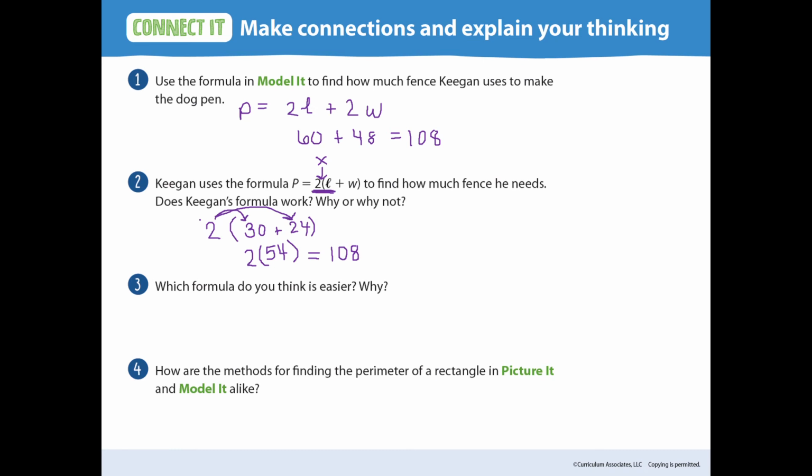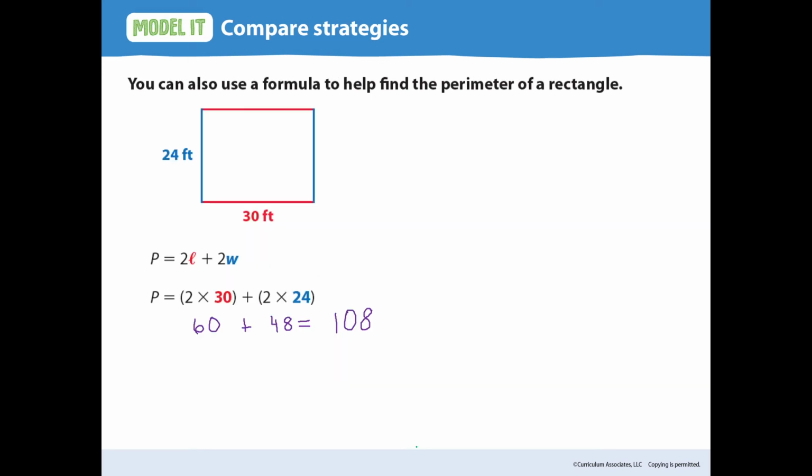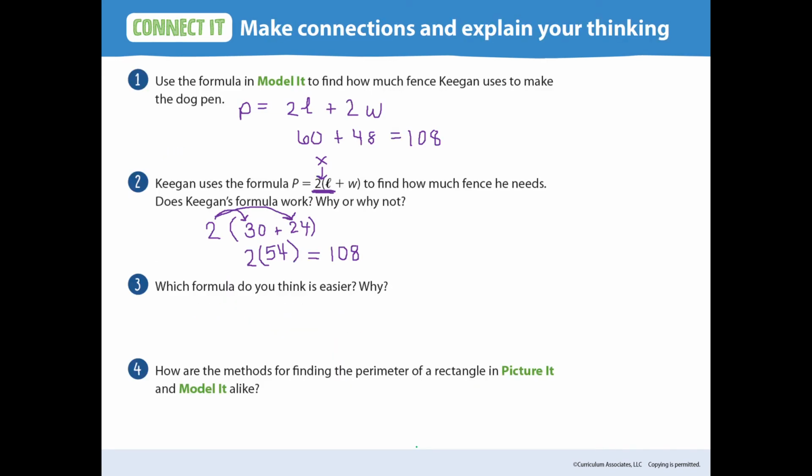Well, I'm thinking that when we had this Picture It, we're adding the 30 feet twice. So that's like 2 times 30. And we were adding the 24 feet twice. So that's the same as 2 times 24. So basically, you're doing the same math. It just looks a little bit different. You're using a slightly different operation.